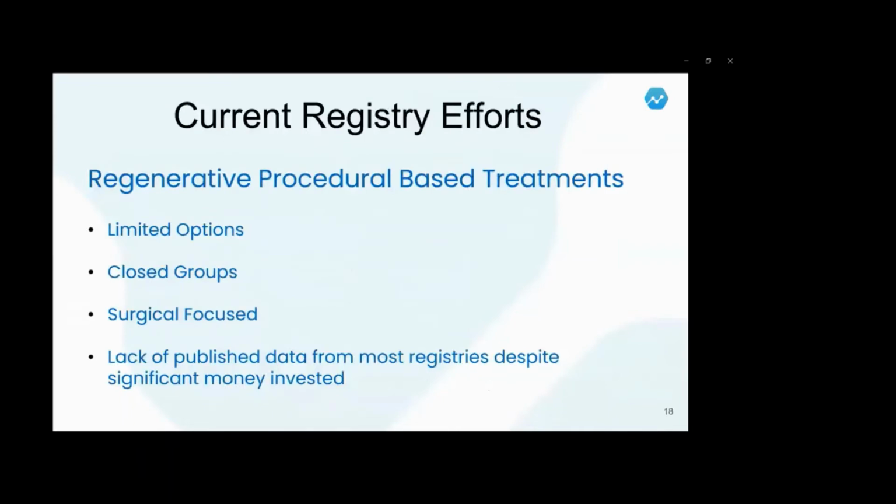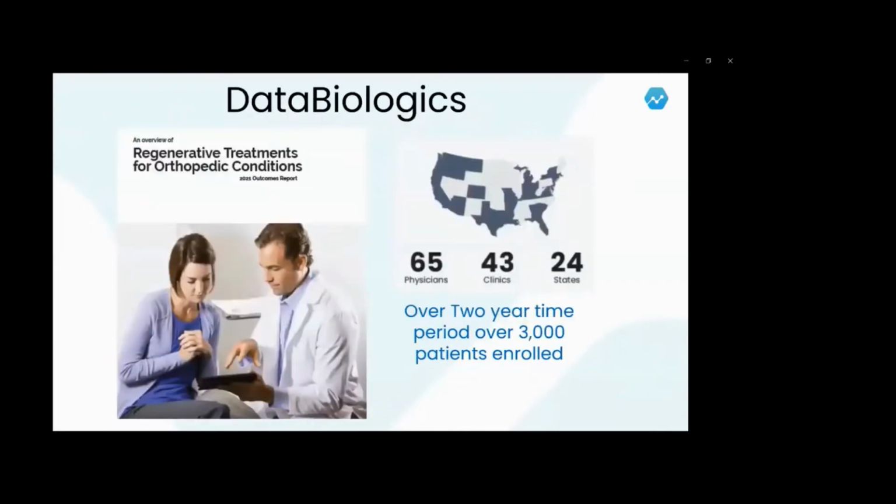So there are multiple current registry efforts, specifically regarding orthobiologics and regenerative medicine. The problem is there are limited options in this realm. Some of them are closed groups that if you're not a member, you can't use it. Some are surgically focused, and if that's not something you do, it may not be applicable. And even though there's been a lot of time and money invested in some of these registries, there's a lack of published data. So people are putting a lot of effort into these, and yet not a lot's actually going out into the realm and impacting society or medical care.